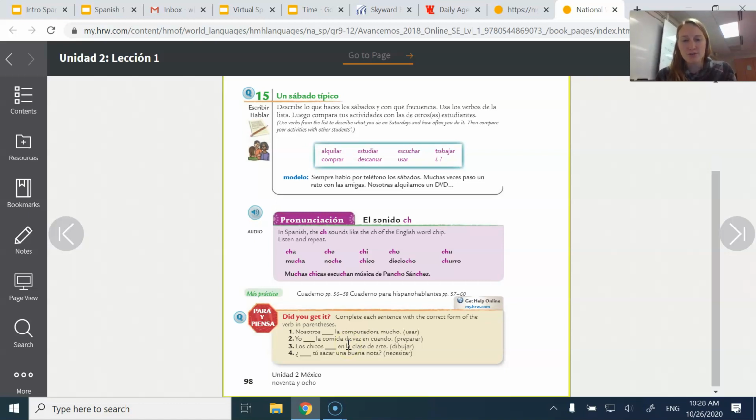Okay, so it should be nosotros usamos la computadora mucho. Yo preparo la comida de vez en cuando. Los chicos dibujan, that's the they, the ellos ending, dibujan en la clase de arte. And necesitas, that's the AS ending, necesitas tú sacar una buena nota.